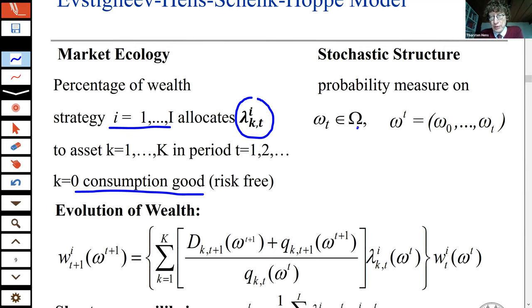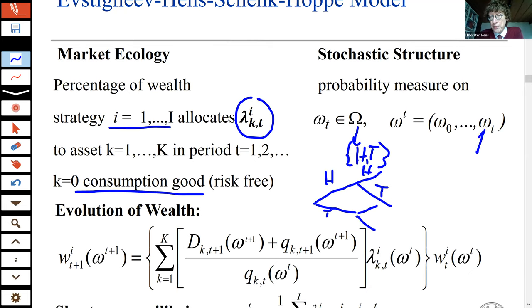So we have a set of states of the world, capital Omega, for example. You might say it can be heads and tails. So then you toss a coin. And then to denote a tree, for example, a binomial tree, heads and tails, and again heads and tails. There's a convenient notation to do this. So the omega lower t, that's the state of the world which is drawn in period t, and the omega upper t, that's the sequence of the states of the world.